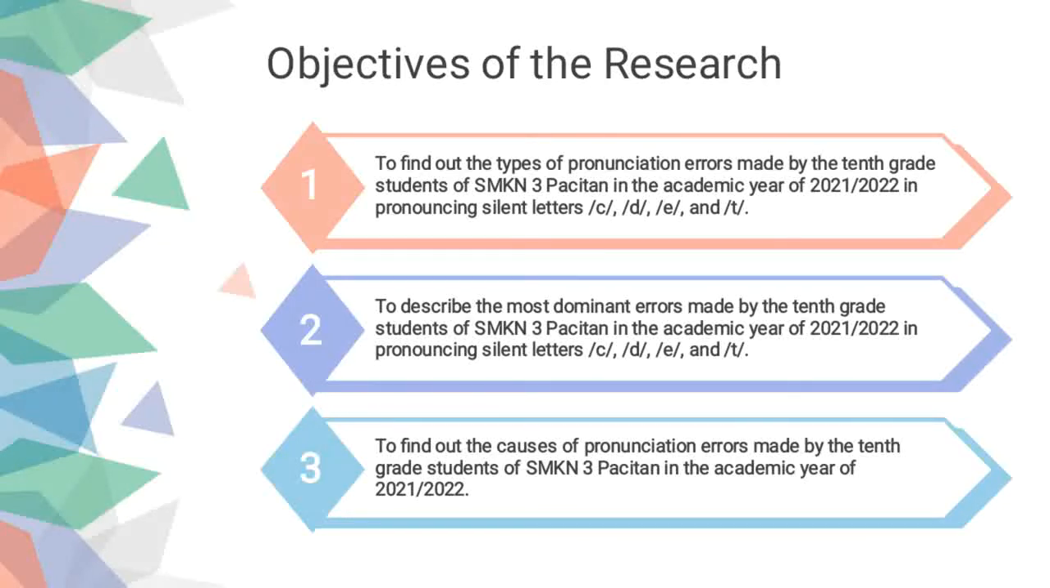Next, there are 3 objectives of this research. The first one is to find out the types of pronunciation errors made by the 10th grade students of SMKN 3 Pacitan in the academic year of 2021-2022 in pronouncing silent letters C, D, E, and T. The second one, to describe the most dominant errors made by the 10th grade students of SMKN 3 Pacitan in the academic year of 2021-2022 in pronouncing silent letters C, D, E, and T.